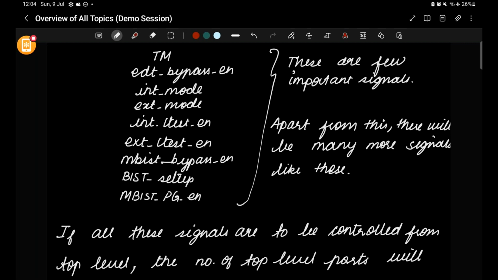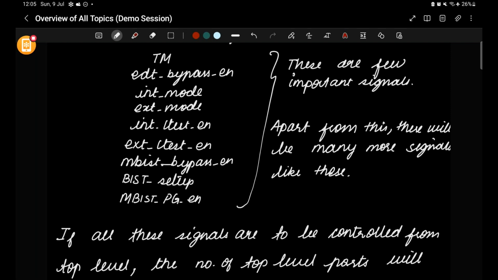Now this is just an overview session, so I have taken just a very basic question. What is the need of JTAG? One thing is to minimize the number of ports from top level, by internally controlling the signals, and then also to achieve boundary scan. There is another important point which I'll make as a question.